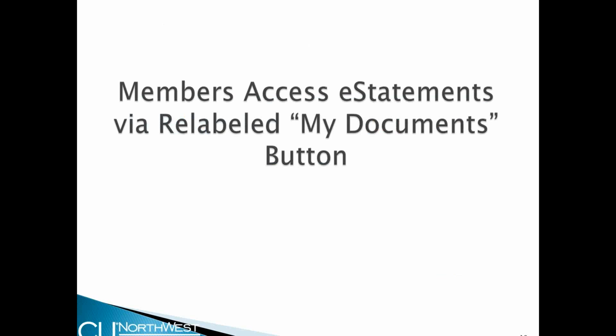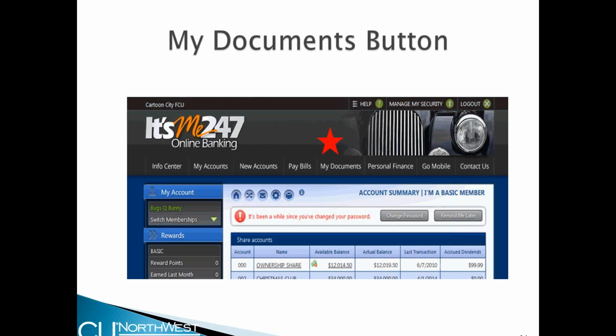Now, the next change we see in ITSME 247 is the renaming of the eStatement tab. The member will now see a My Documents button. The reason for this change is to allow for more features to be added to ITSME 247 in the future. As you can see on the slide, the location of this button is now at the top of the page. If you hover over this item, the eStatement option will appear. It will also read Enroll Now if they have not enrolled yet.